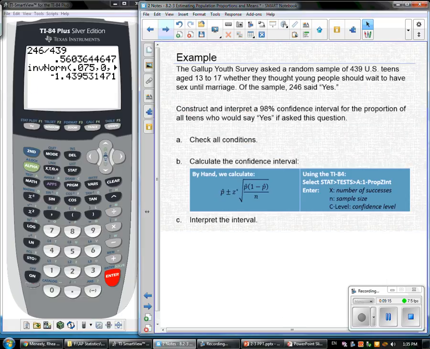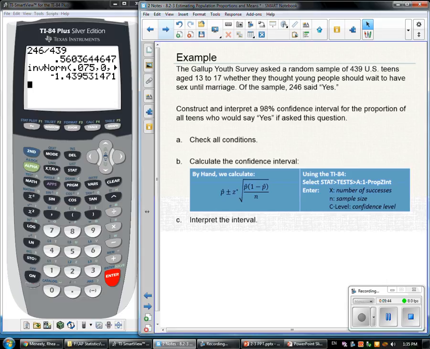It says the Gallup Youth Survey asked a random sample of 439 U.S. teens aged 13 to 17 whether they thought young people should wait to have sex until marriage. Of the sample, 246 said yes. I would not be surprised if that was slightly biased, depending on how that survey was done. Anyway, you are asked to construct and interpret a 98% confidence interval for the proportion of all teens who would say yes if asked that question by their parent.